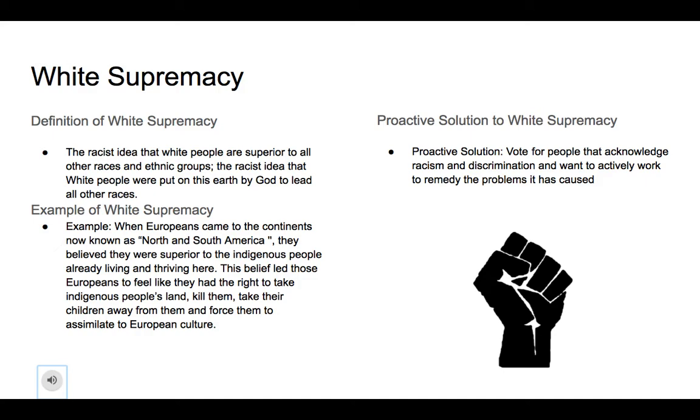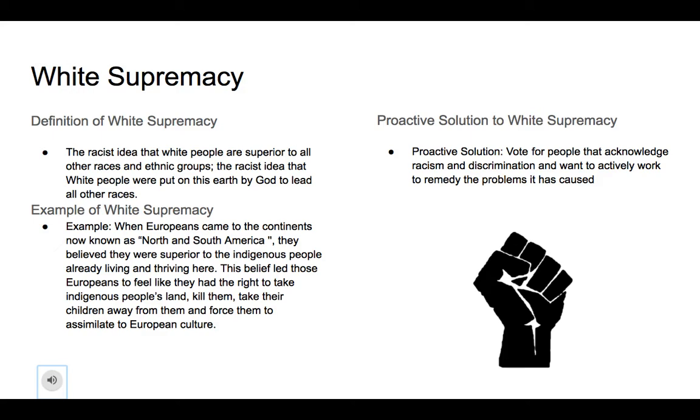An example is, and again, there are so many, an example is that when Europeans came to the continents that we now call North and South America, and let's keep in mind that there were other names for these places, and they were renamed by Europeans as North and South America. So that's racism within itself, thinking that we get to name something that already had a name.